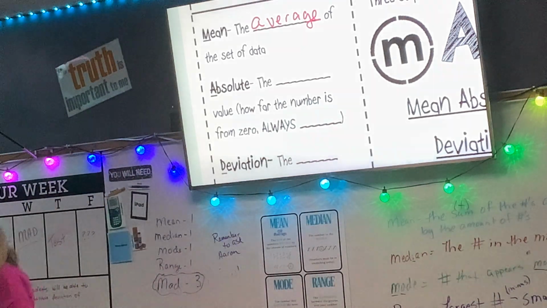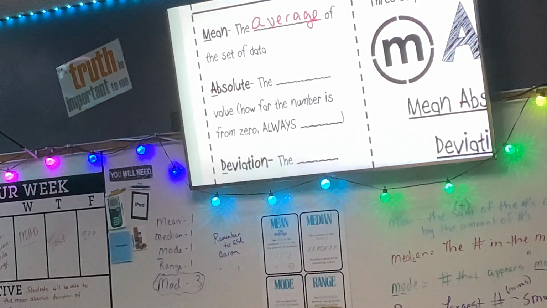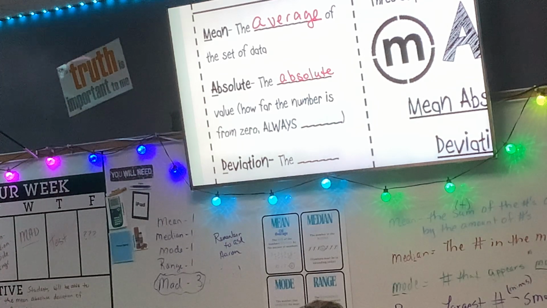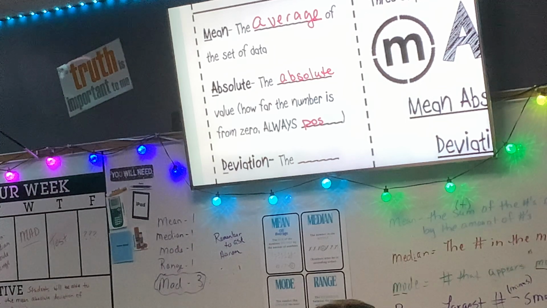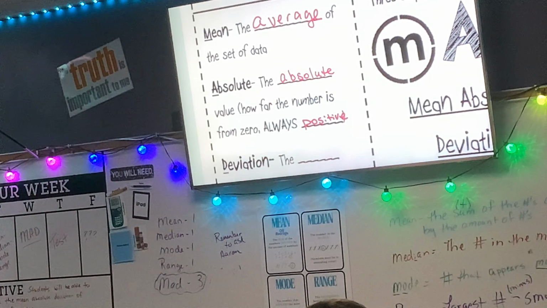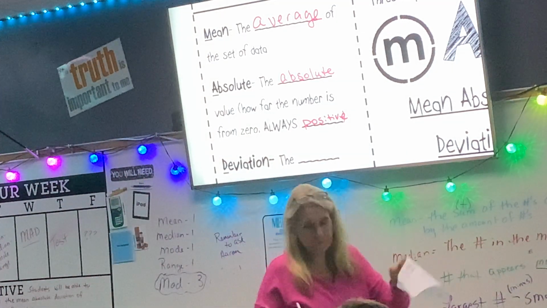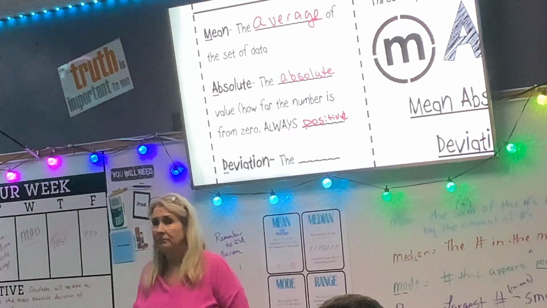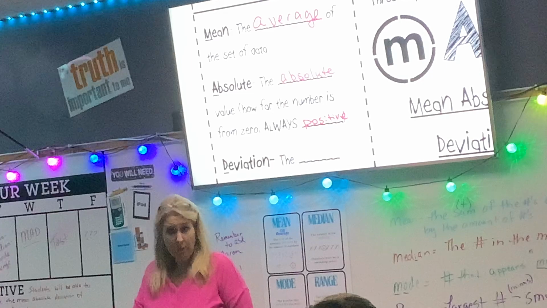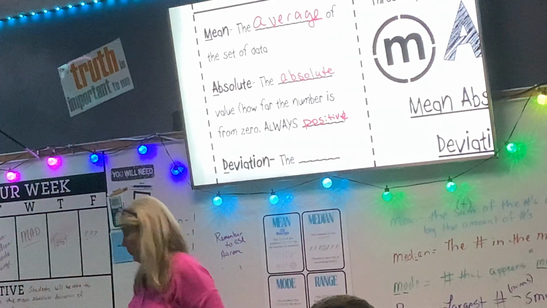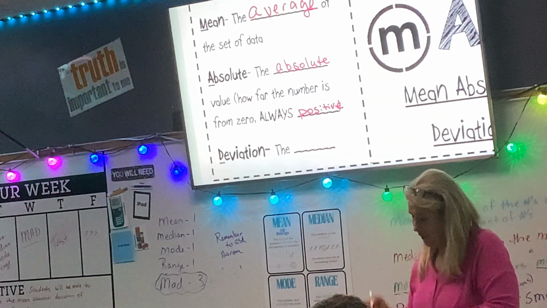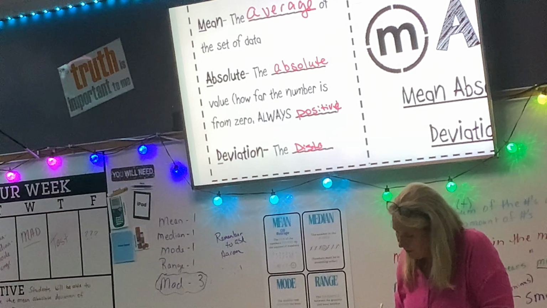Absolute, those of you who did the calculator practice, you actually played with the absolute value. It is how far the number is away from 0, and it's always positive. So now think of this. If I say, how far is -3 away from 0 on the number line? What would you say? 3. You didn't say -3, did you? You just said 3. Okay? So it's always going to be positive, and deviation means the distance.